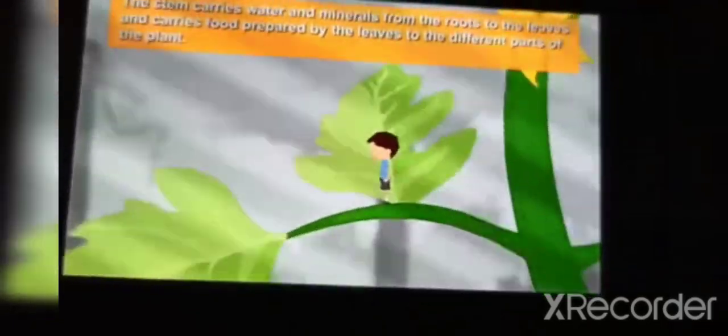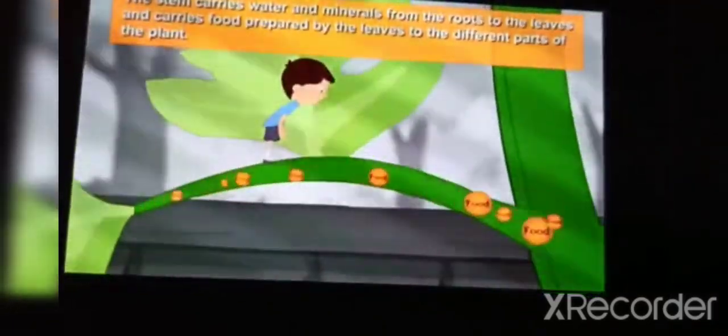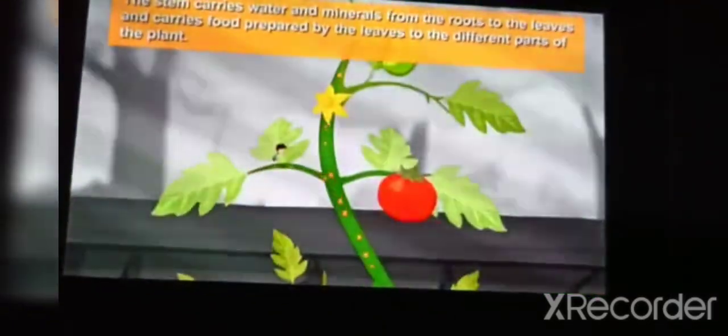The stem is the stalk of the plant. It helps the plant to stand upright. It carries water and minerals from the roots to the leaves and carries food prepared by the leaves to the different parts of the plant.